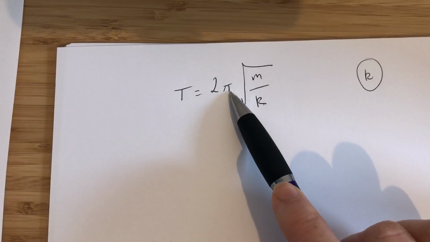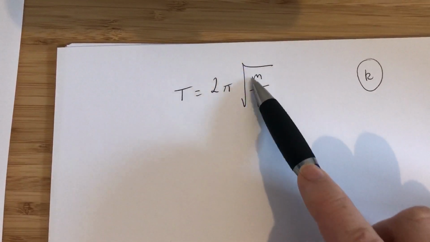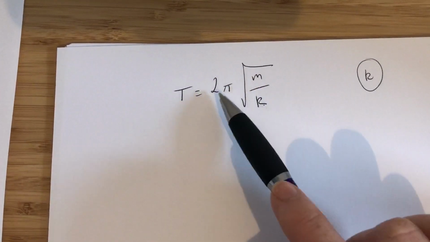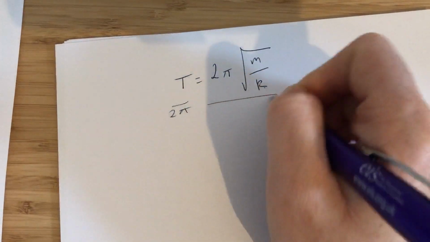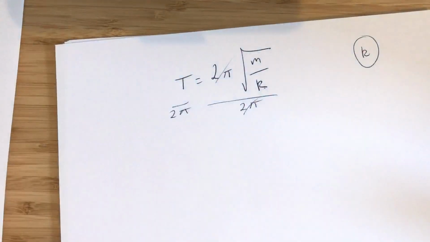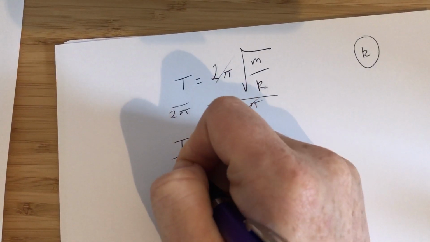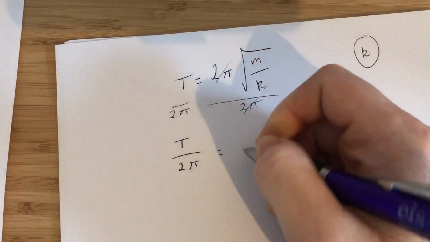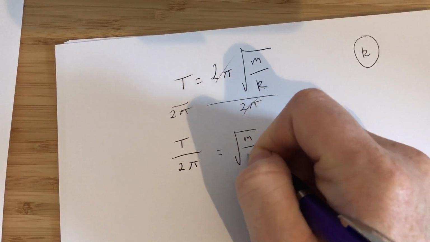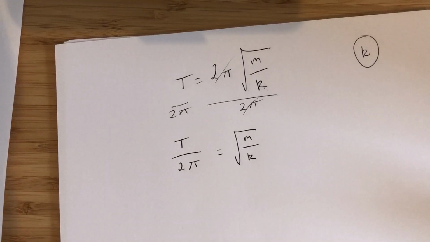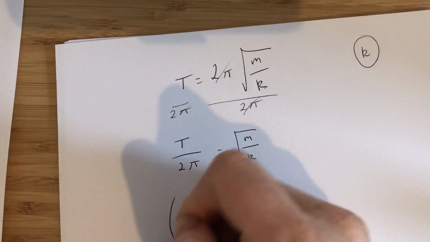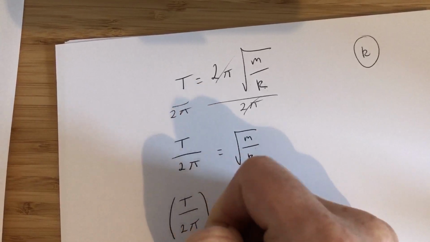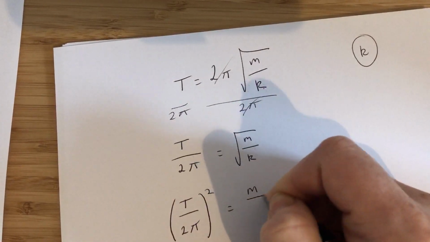So we don't want this 2 pi right now. We've got the square root of this, but the square root of m over k is being multiplied by 2 pi. So I think first I'm going to divide by 2 pi on both sides so that those cancel, and I have t over 2 pi equals the square root of m over k. So next thing I want to do is get rid of this square root that's surrounding the m over k. So I'm going to square both sides. So I've got t over 2 pi all squared equals m over k.